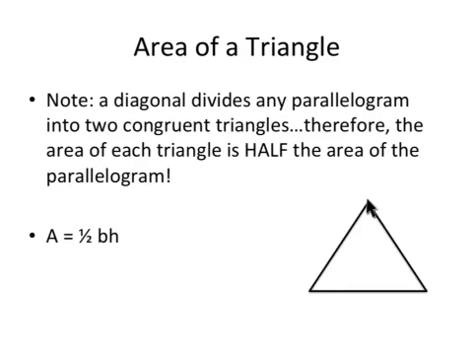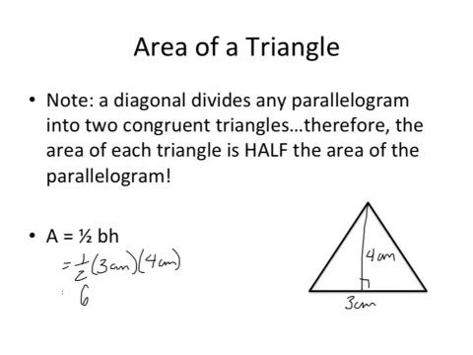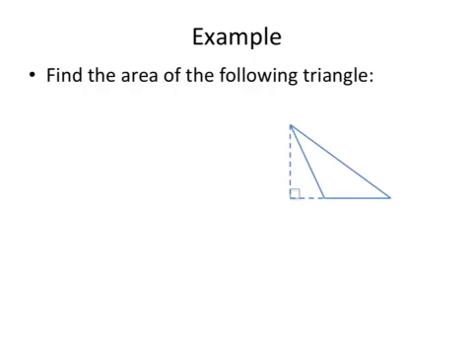So if we know that our base is like 3 centimeters, and we know that our height is 4 centimeters, my area will equal 1/2 my base, which is 3 centimeters, times my height, which is 4 centimeters, which is 6 centimeters squared for that total area. Okay? So if you can find the area of a parallelogram, you can find the area of a triangle. So let's find the area of a triangle together.